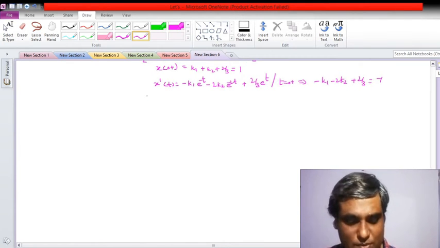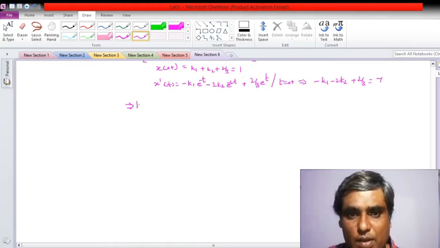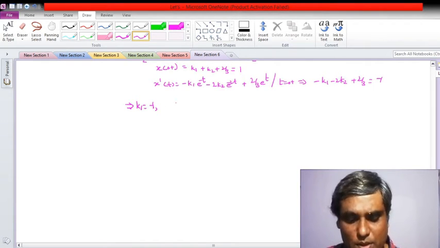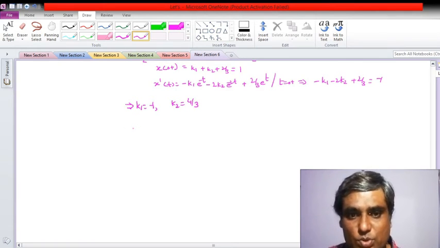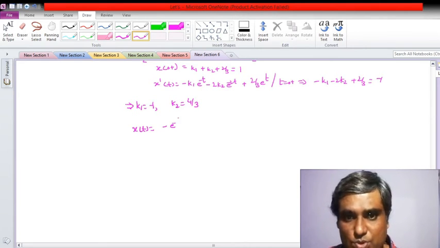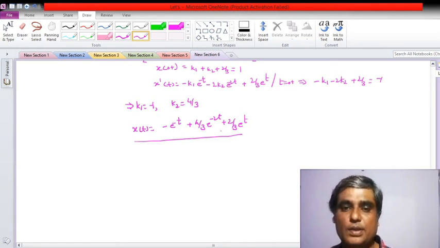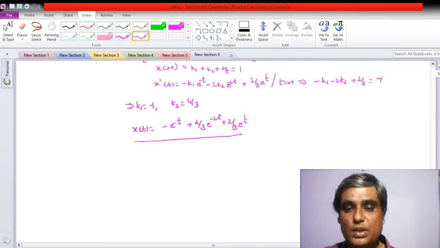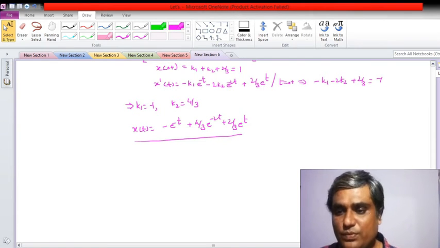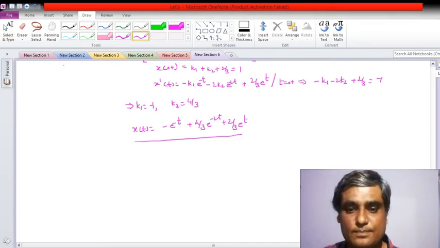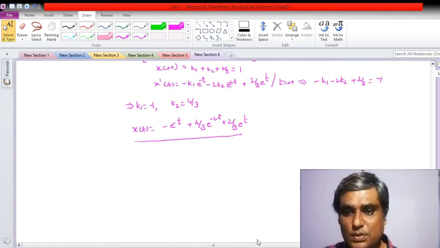what you will get, the value of k1 will be minus 1 and the value of k2 will be 4/3. Okay, so the total solution x of t will be minus e raised to minus t plus 4/3 e raised to minus 2t plus 2/3 e raised to plus t. This way you can find out the solution if there is the presence of excitation. Okay, now next we'll go.